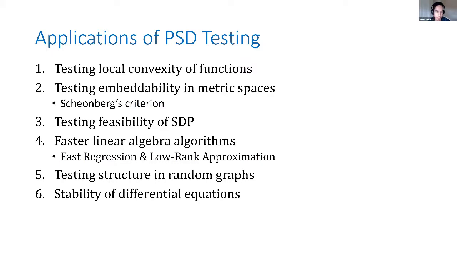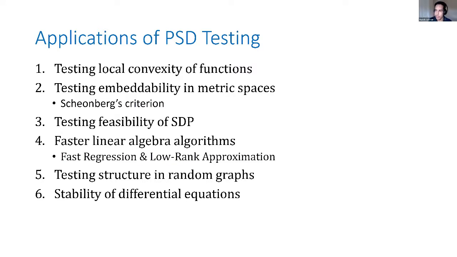For example, if you have a twice differentiable function and you want to check if it's locally convex at a point, this is equivalent to testing whether the Hessian at that point is a PSD matrix. There's also a very nice property called Schoenberg's criterion that says if you have a finite metric, you can test whether it's embeddable into Euclidean space if and only if a certain matrix is PSD. There are a number of other applications that I won't get into, but the point is that this shows up all over the place, and so understanding when in certain cases we can test very efficiently if a matrix is PSD might be very interesting.